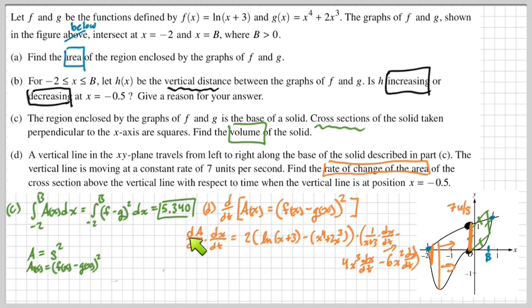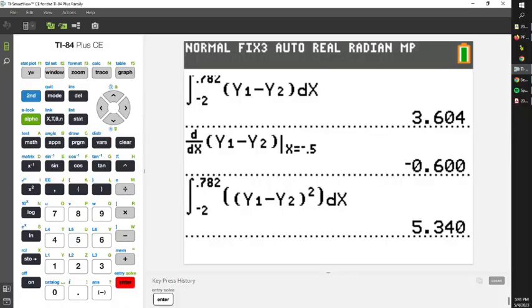But I'm going to hang out over here because dA dt is A prime. So I'm going to use this. I want to say A prime of negative 0.5, and then I have to multiply that by the dx dt, which we know to be 7. And so that actually works out pretty nicely. I'm going to go ahead and plug this in my calculator. When I do that, let's see, that's what my calculator looks like.